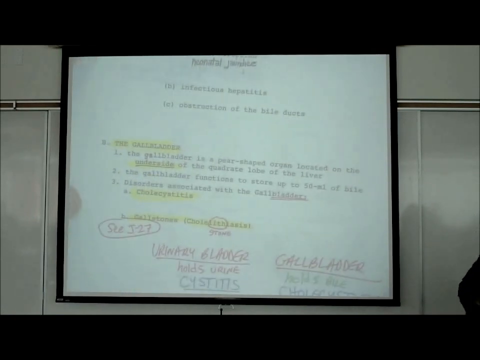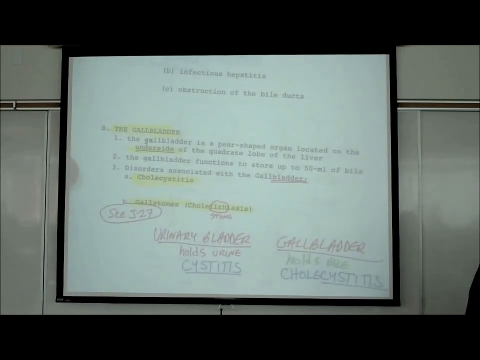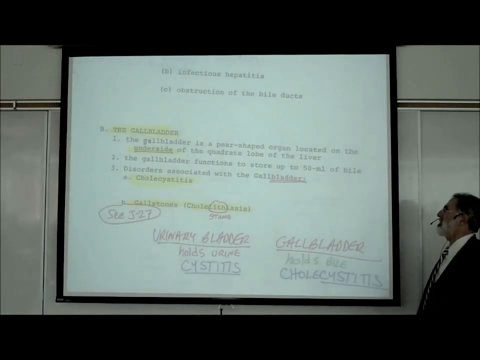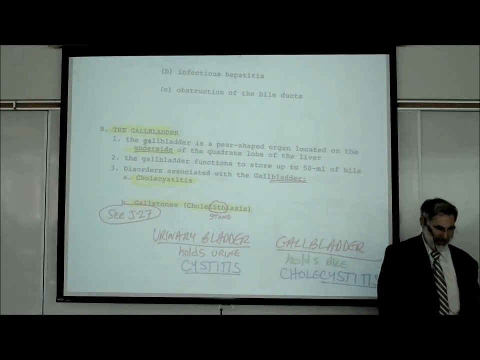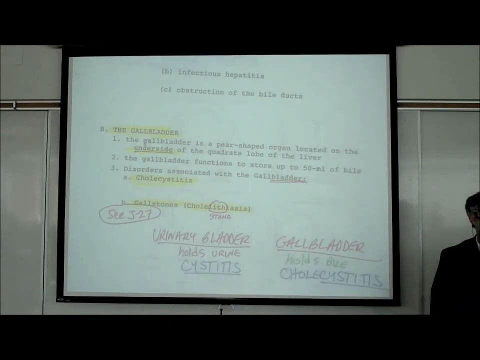Okay, let's talk about the gallbladder. The gallbladder, I wrote on J39, is kind of shaped like a pear, or an avocado, or whatever fruit you like.